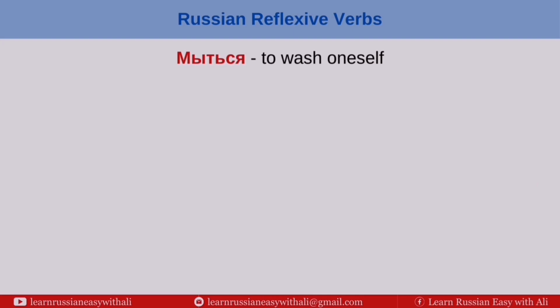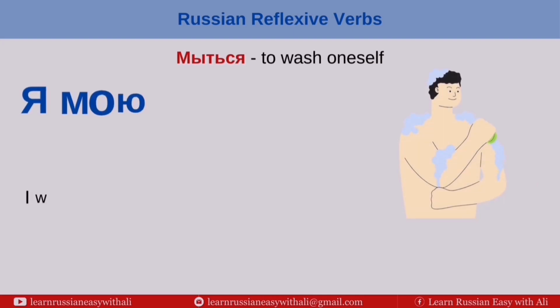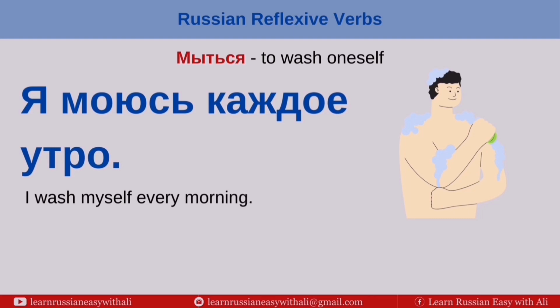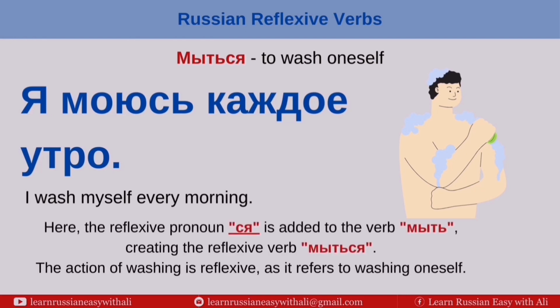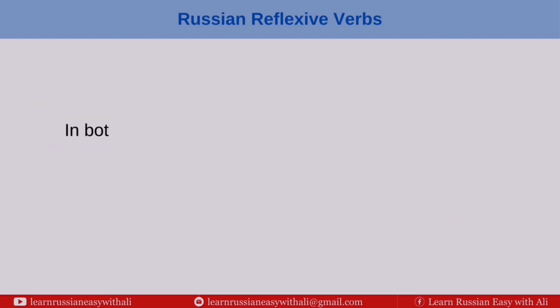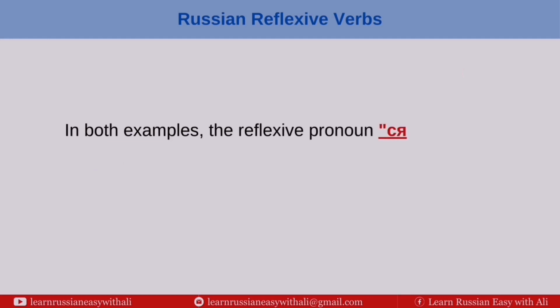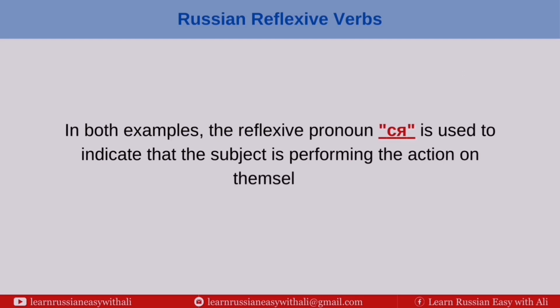Мыться: to wash oneself. Я моюсь каждое утро. Here, the reflexive pronoun Ся is added to the verb Мыть, creating the reflexive verb Мыться. The action of washing is reflexive, as it refers to washing oneself. In both examples, the reflexive pronoun Ся is used to indicate that the subject is performing the action on themselves.